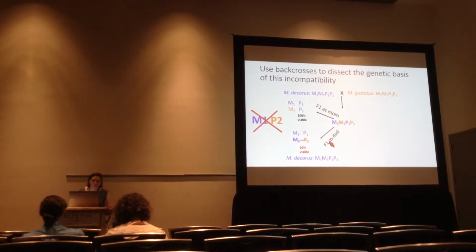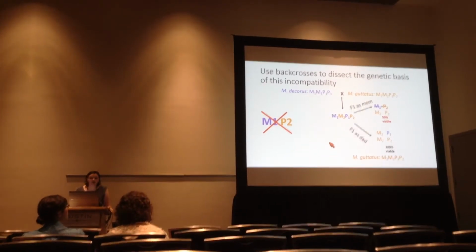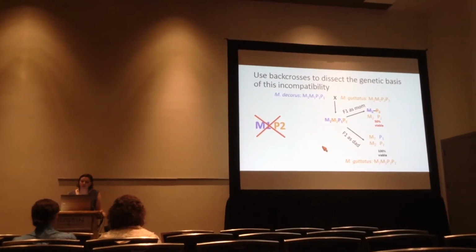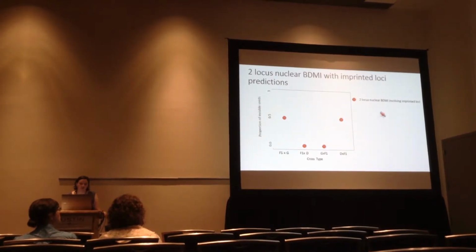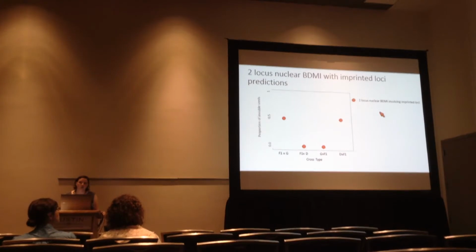This is just for a two-locus model. We get the opposite results when we do the backcross in the opposite direction. And so we can just put those data points up, so we have these nice predictions for what we'd expect with a two-locus model.